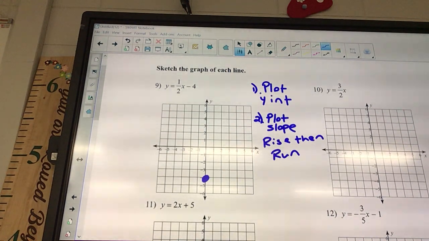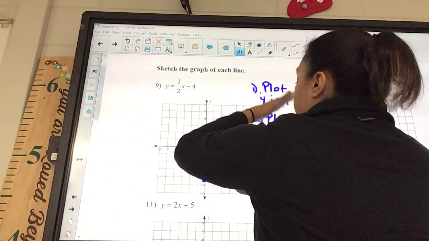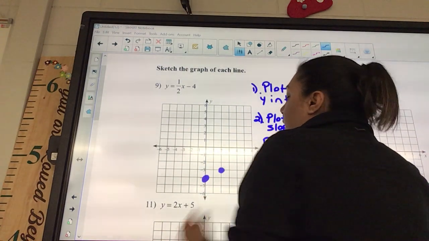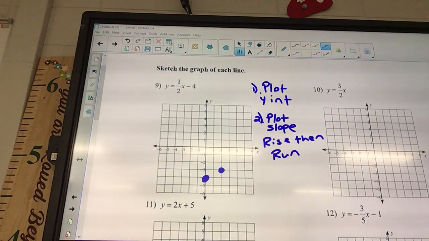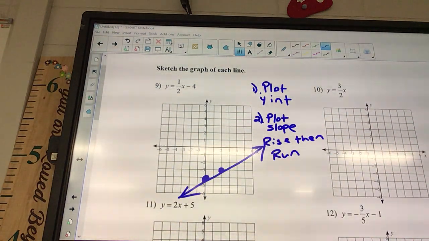So, this slope is positive, which means I need my line to go this way, okay? So obviously I have to go up 1 and over 2 this way. Now, some teachers would say, well, plot 3 or 4 points. As long as you plot the 2, I'm okay with it. I don't care, your line doesn't have to be perfectly straight, because I know that you got the gist of it as long as you plotted those 2 points.